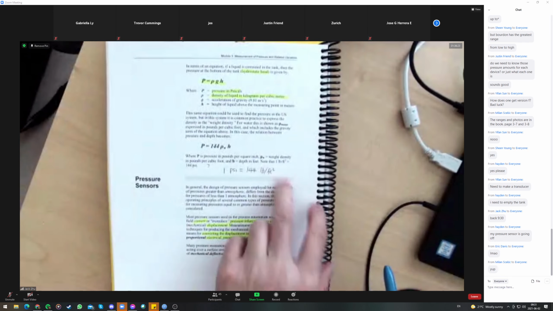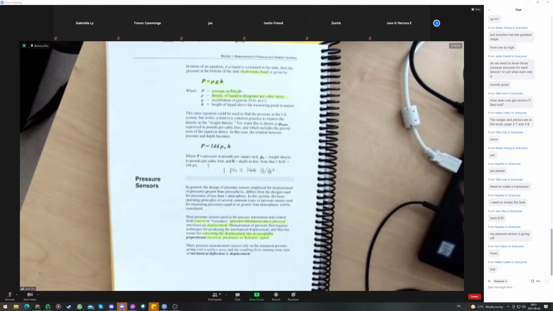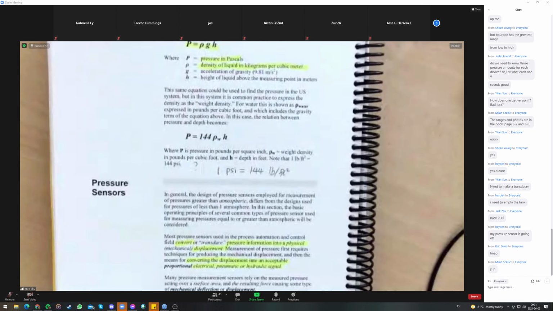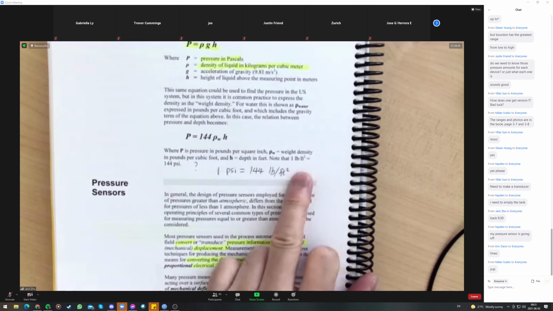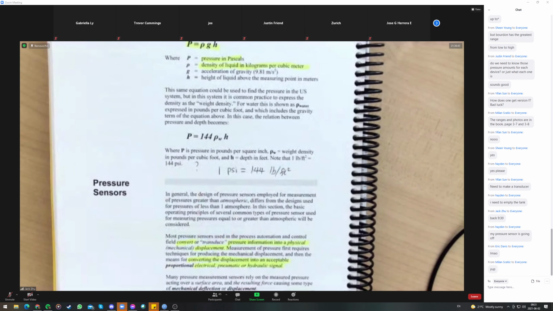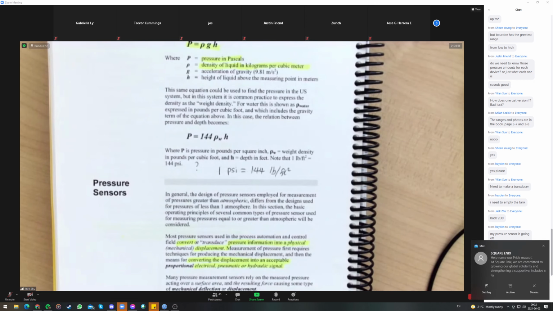One thing on this book, I think the author might have made a mistake. It's on page 306 in my book. It says 1 pound per square foot equals 144 psi. I think he put it in backwards. It should be 1 psi equals 144 pounds per square foot.